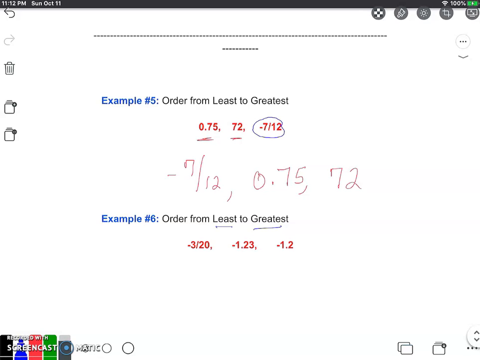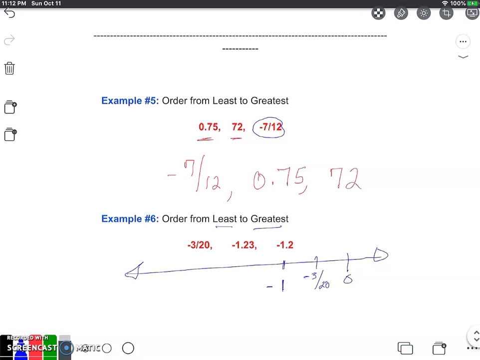Now, if I do my number line, I'm going to do it up here. And everything is negative, so I'm going to put a 0 right here because I'm working on the left side. And if this is negative 1, I know that negative 3/20 is going to fall between 0 and negative 1 because it is not a whole number yet. It's just a fraction, it's a part.